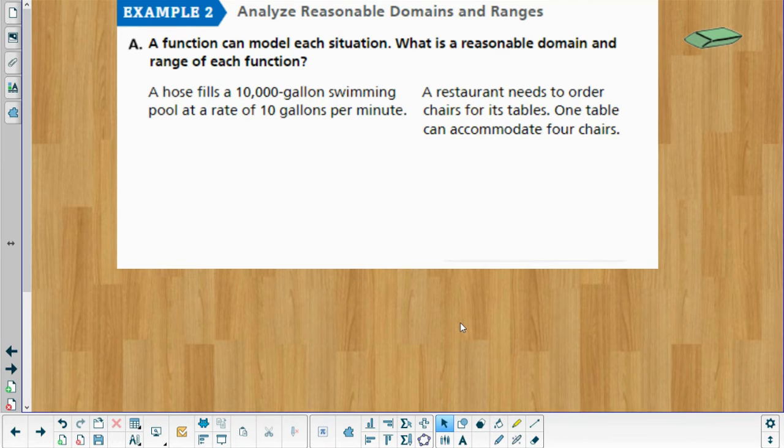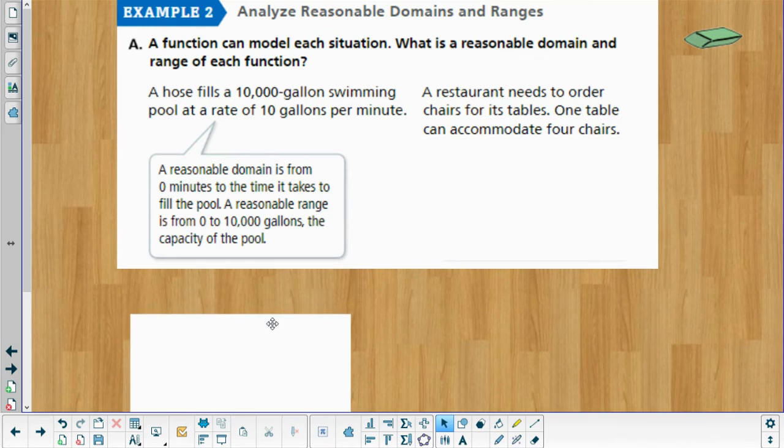So could you have part of a minute? Yes, you could have half a minute, which would be 30 seconds. You can have anything in between. Could you have parts of a gallon? Yes. Okay, so this one could include decimals, and it says that a reasonable domain is from 0 minutes to the time it takes to fill the pool.